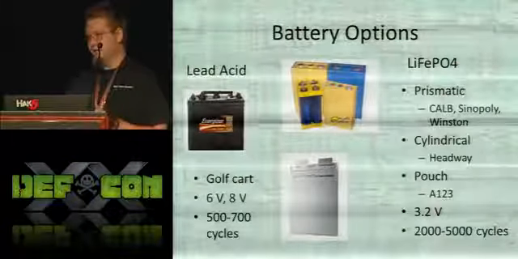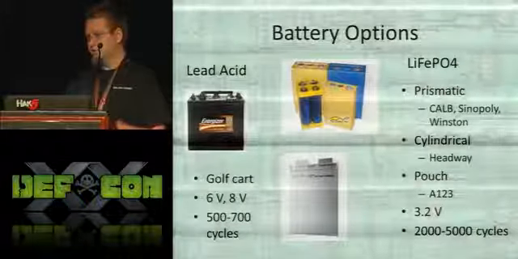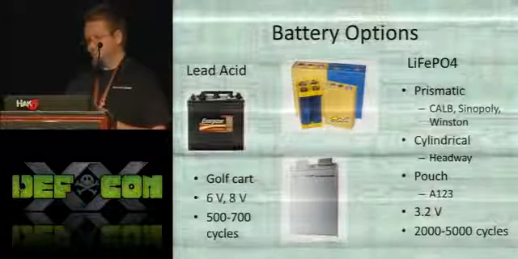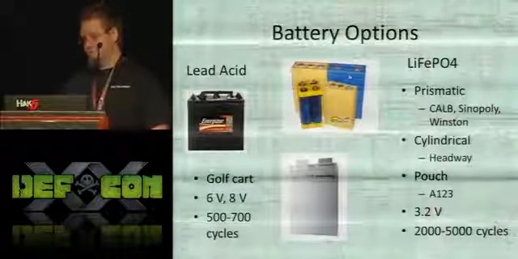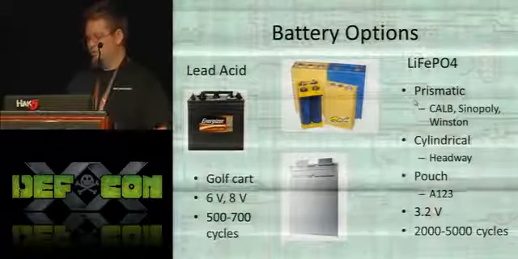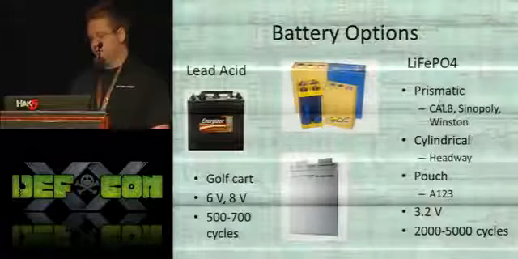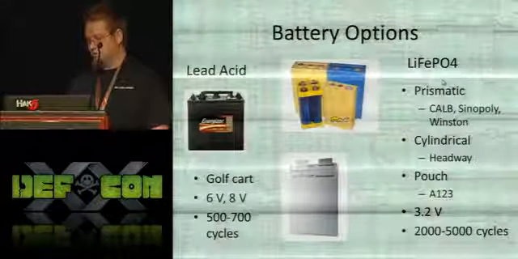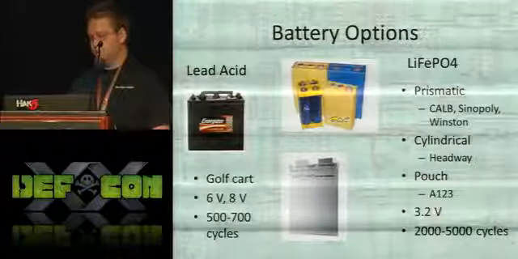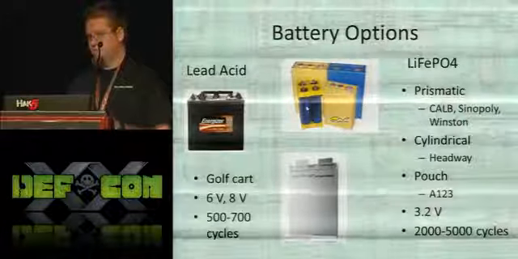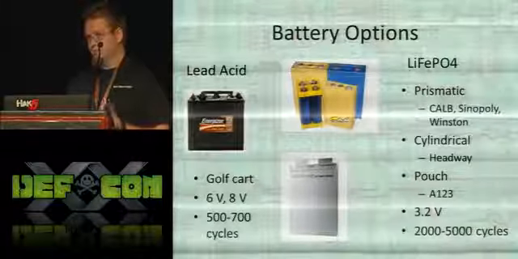There's lots of great options out there. Unfortunately, none of them are in the US right now. Pretty much everything comes from China or Korea. Here's some different types of batteries. These square ones are called prismatics, and the big companies that make those are CALB, Sinopoly, and Winston. CALB has a distributor in California, so they're one of the better options right now. There's also cylindrical batteries. The most popular ones are Headways right now. Those ones are great because they have little screw-on terminals, so even though they're smaller and you need a lot more of them, they're easier to combine.